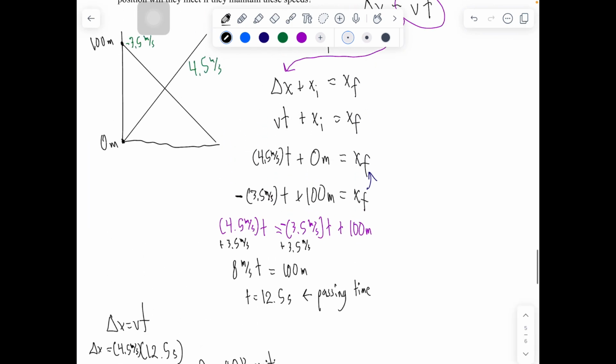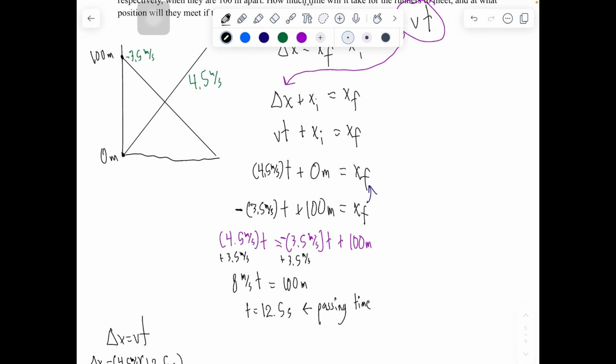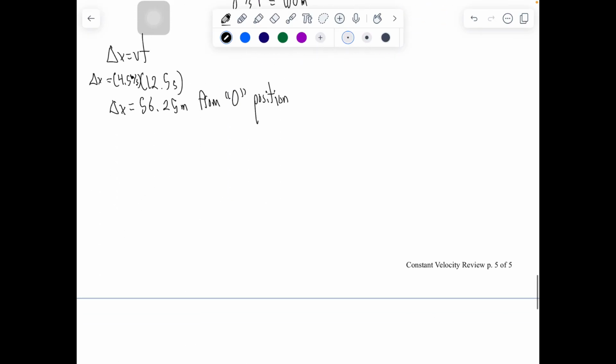Alternatively, there is a different way to solve this, and some of you solved it this way when we were doing similar problems on our whiteboard. What you can do is, since the two objects are approaching each other, I like to draw out a little picture. We have one object that's moving 4.5 meters per second. The other one is moving negative 3.5 meters per second. They're moving towards each other. This distance between them is shrinking.